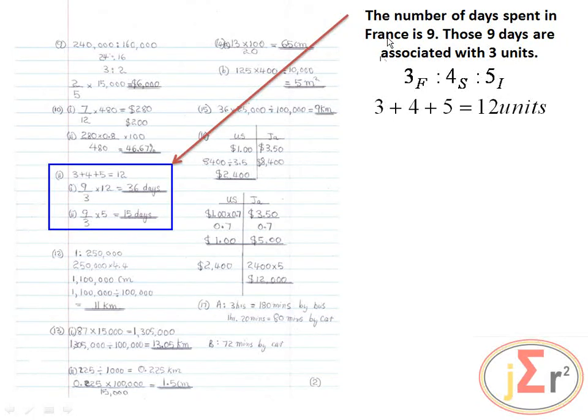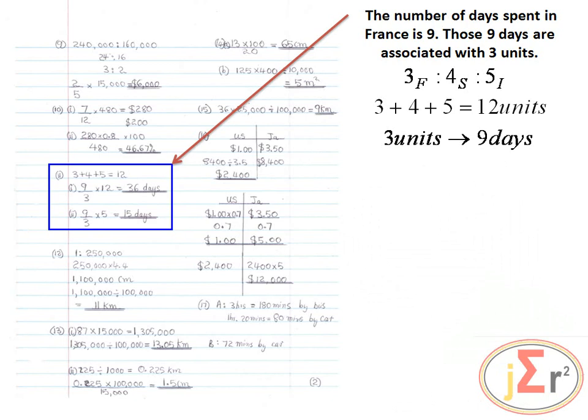The number of days spent in France is 9. Those 9 days are associated with 3 units. So this is what we call the entering wedge. Right. The fact that 9 days are associated with 3 units. So we have 3 units and we have right there 9 days.